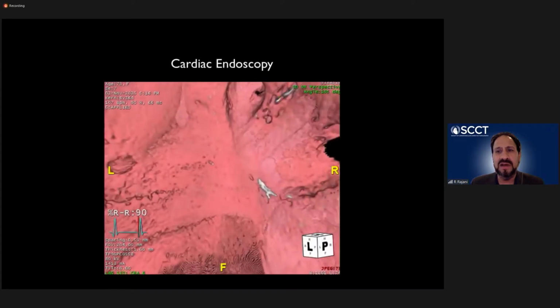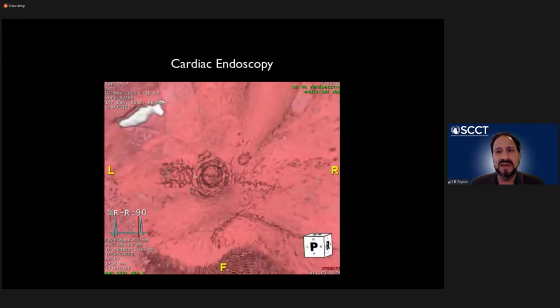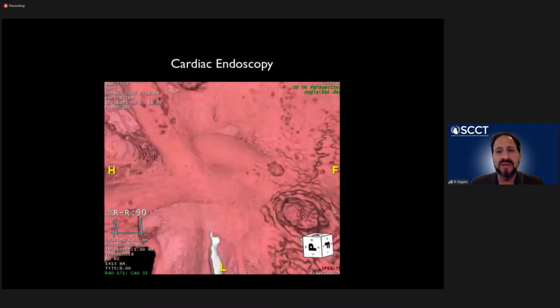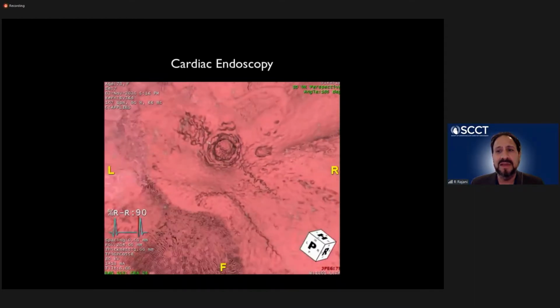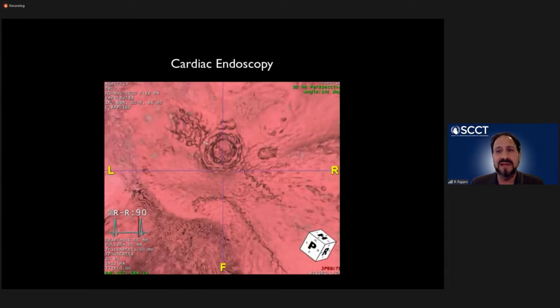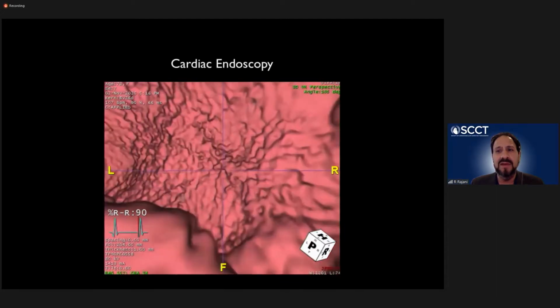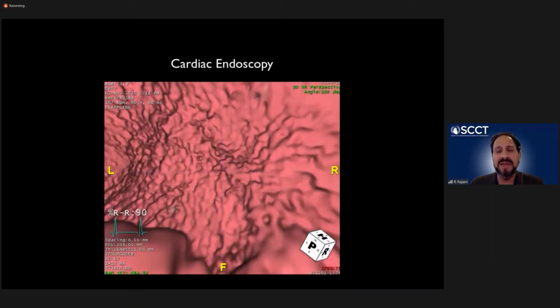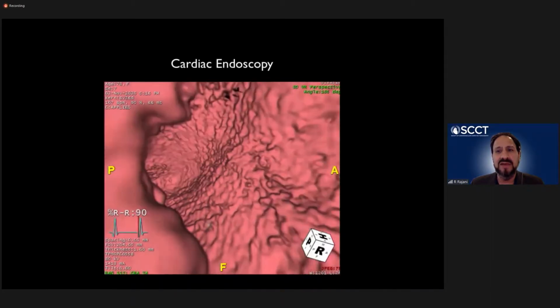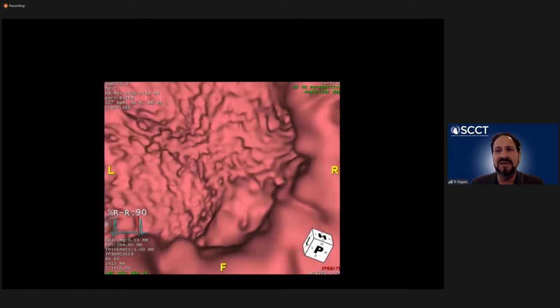We also use cardiac CT endoscopy, so using the cardiac CT dataset, we're able to move down from the left atrium, down through the bioprosthetic mitral valve to show the interventional cardiologist the approach of the catheter. We're now going to angle down to the left ventricle and also look up to the left ventricular outflow tract.